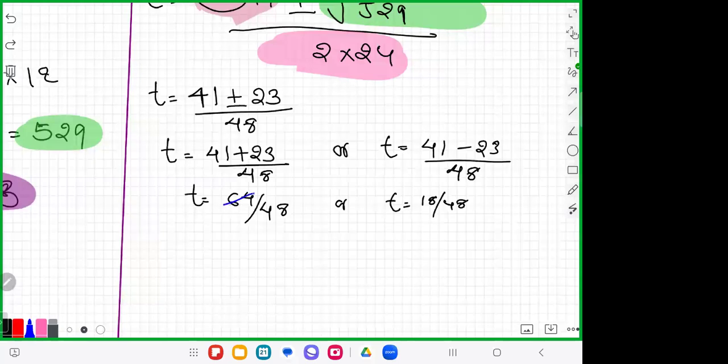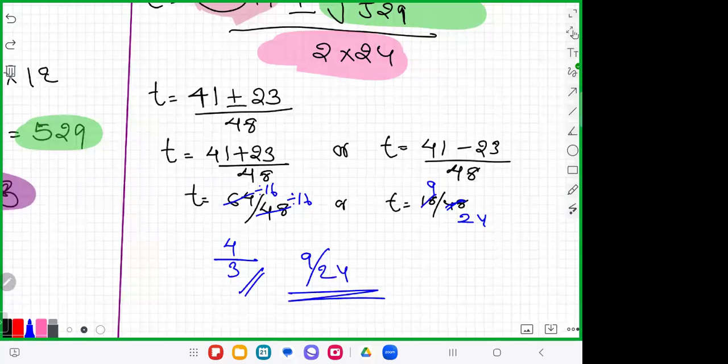So in 64 and 48, you can divide both by 16. If you divide both by 16, you will get 4 divided by 3. 16 into 4 is 64. This is 4 by 3. And here, if you divide both the numerator and denominator by 2, 2 into 9 is equal to 18, and 2 into 24 is equal to 48. So the next answer is 9 by 24. So we have two answers. The first one is 4 by 3. The second one is 9 by 24.